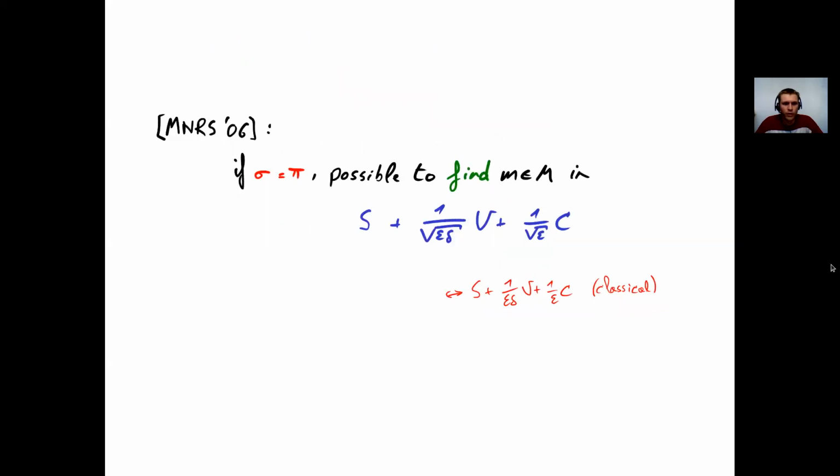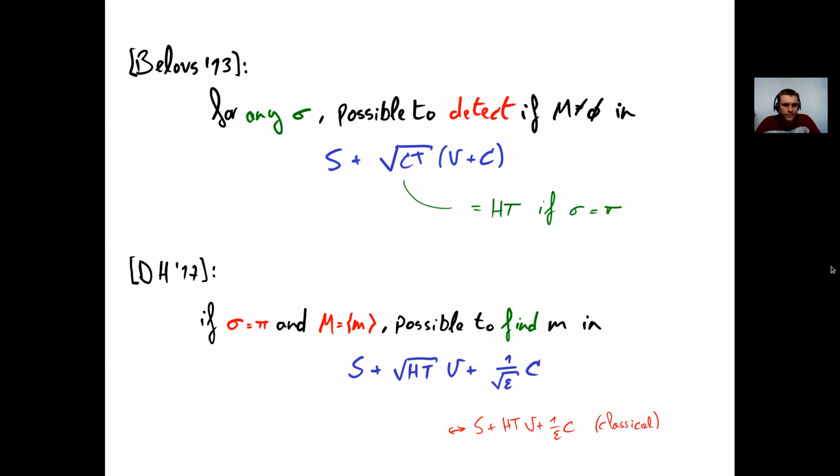In a different work by Magniez, Nayak, Roland, and Santha in 2006, they proved that again, if we start from the stationary distribution, we can find a marked element in setup cost plus 1 over square root epsilon times delta U plus 1 over square root epsilon times C. And this is in some sense a quantum version of the mixing time algorithm, where we get square roots over these complexity bounds. And then there are two more works that I'll mention.